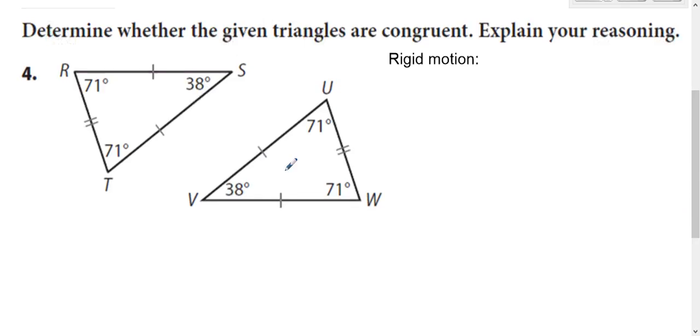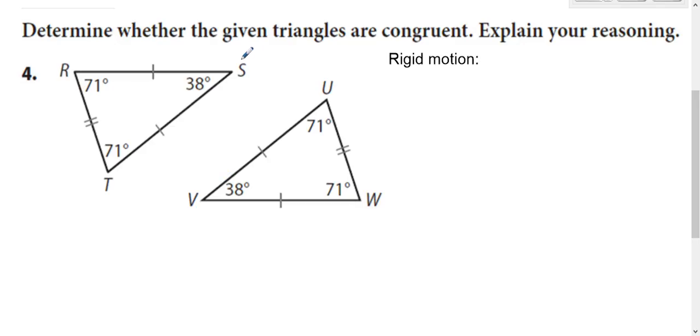So these tick marks mean that they are congruent. So these sides are congruent. 2 tick marks is congruent to 2 tick marks. 71 degrees, 71 degrees, 38 degrees. It looks like everything's right. Everything matches.